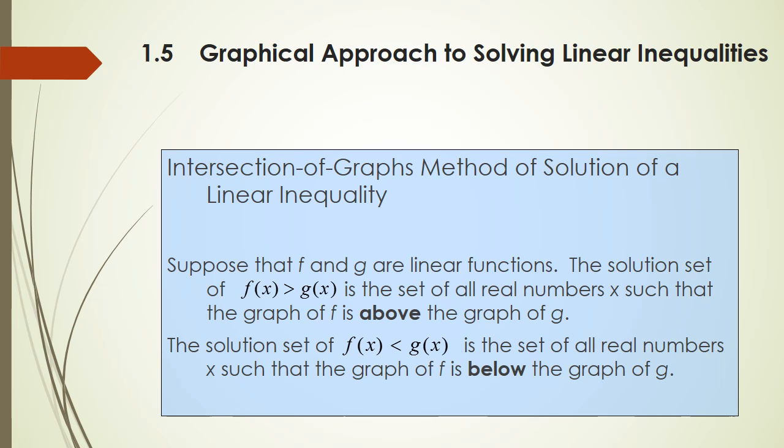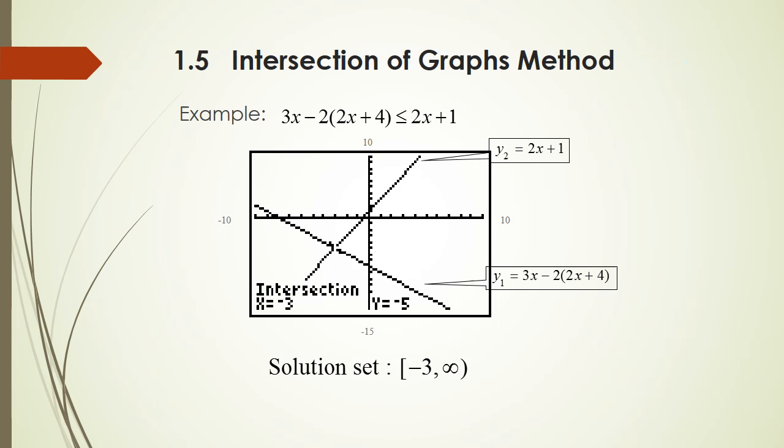You can also use a graphical approach to solving these. We have the intersection of graphs method. It says, suppose that f and g are linear functions. The solution set of f of x is greater than g of x is the set of all real numbers x such that the graph of f is above the graph of g. In other words, if f of x is greater than g of x, when you graph them, the solutions are going to be all the x's where you see that graph of f above the graph of g. And then the reverse is true. If it's less than, you're going to look for the sets of x's that are below. We'll show you how this works.